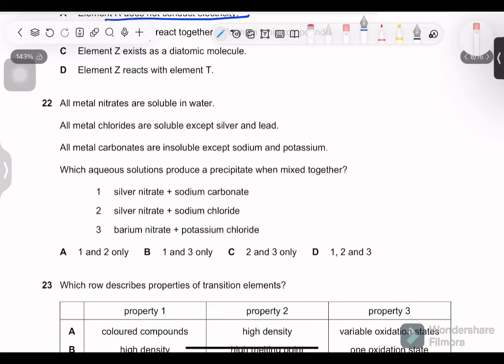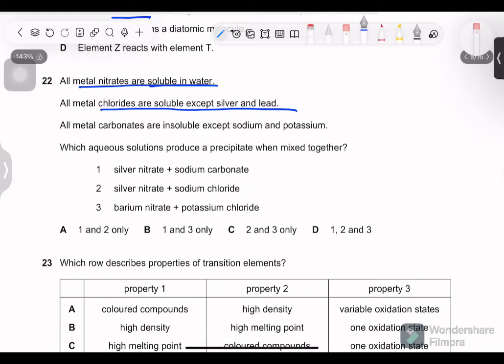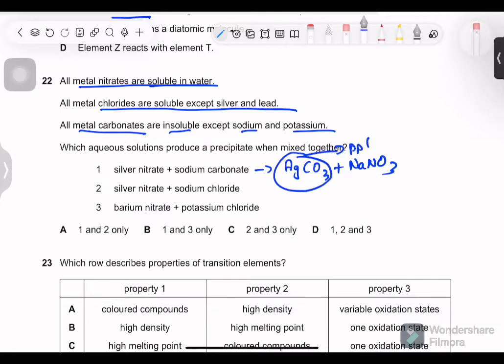All metal nitrates are soluble in water. All metal chlorides are soluble except silver and lead. This is a very similar question to the one in the summer 21 paper also. All metal carbonates are insoluble except sodium and potassium. Which aqueous solutions produce a precipitate when mixed together? So an insoluble substance should be in the product. So silver nitrate plus sodium carbonate will produce silver carbonate plus sodium nitrate. So yes, a precipitate is there. This is insoluble. Carbonates are insoluble except for sodium and potassium.